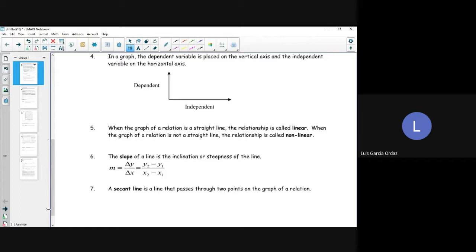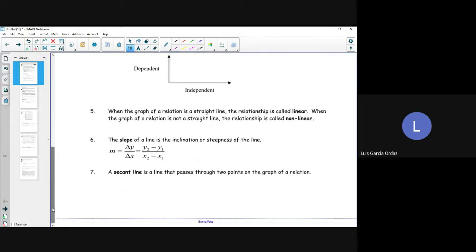So when the graph of the relation is a straight line, the relationship is called linear. When the graph of the relation is not a straight line, the relationship is called nonlinear. Again, these are things that you guys learned in grade 9, 10, and 11. So the slope of the line is the inclination or steepness of the line. So m is equal to delta y over delta x, or what you guys learned is y2 minus y1 over x2 minus x1. Some of you may have seen this already, some of you may not.